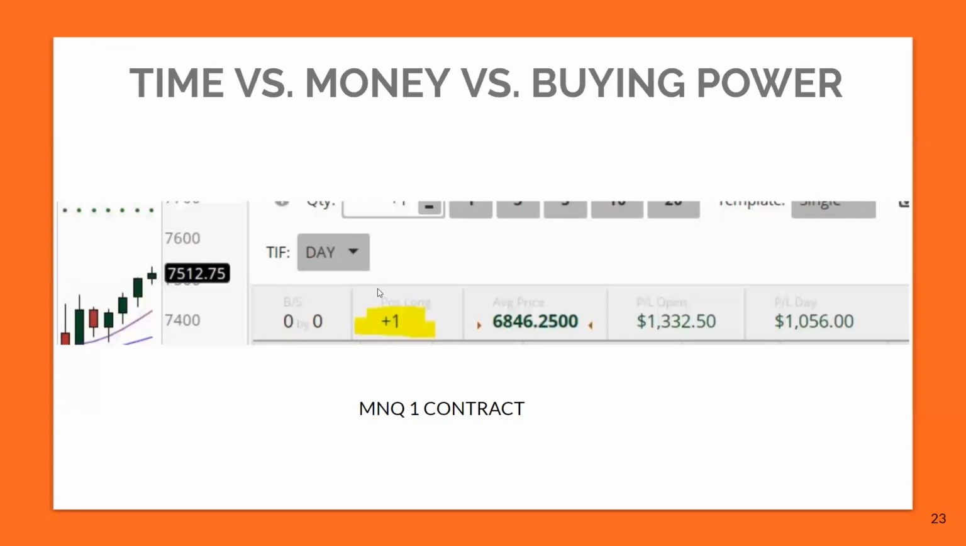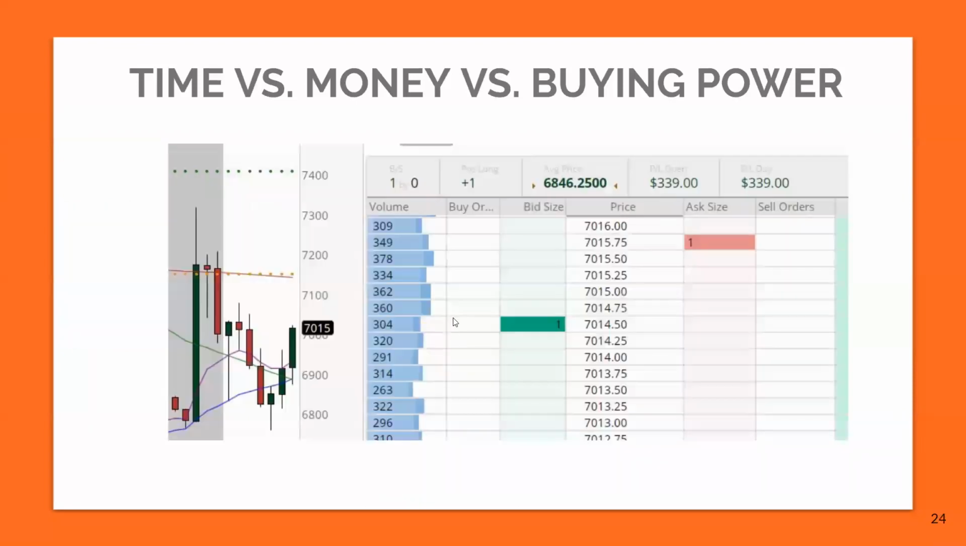Again, here is another example. Take a look at the results right here, okay? And this is with 1 micro Nasdaq, one micro Nasdaq. Take a look at this result, one contract. And again, this is a micro right here with one contract on the same day.